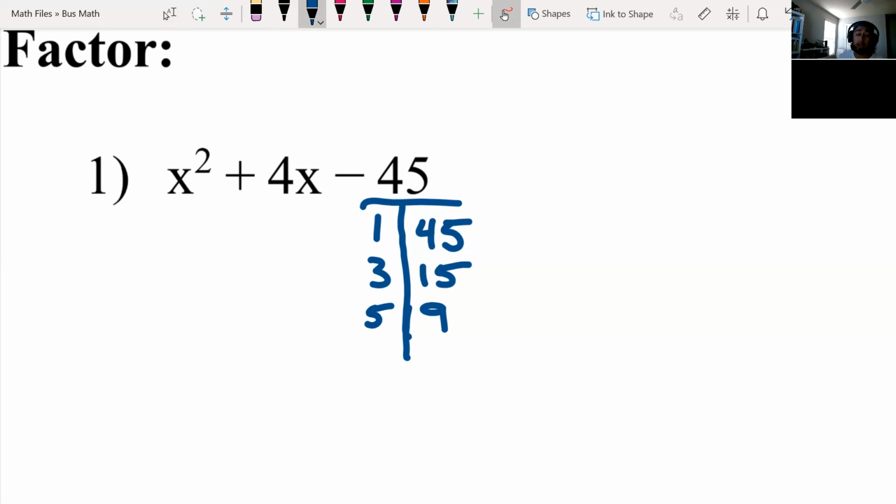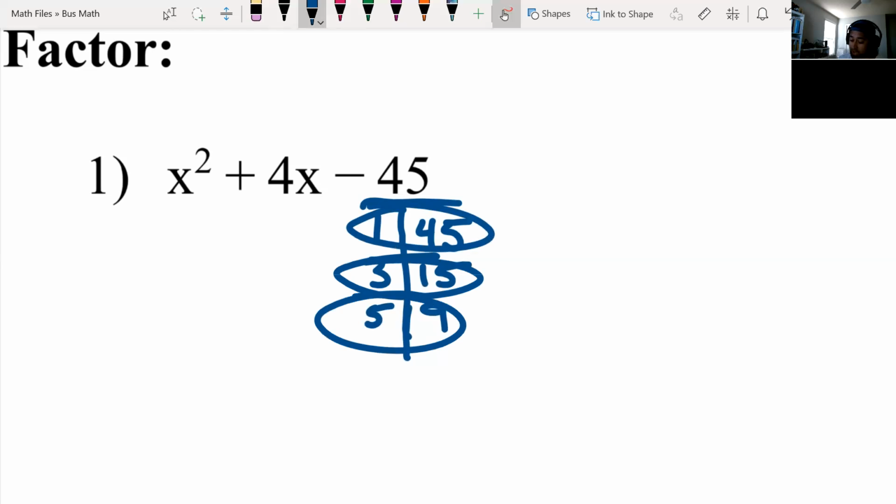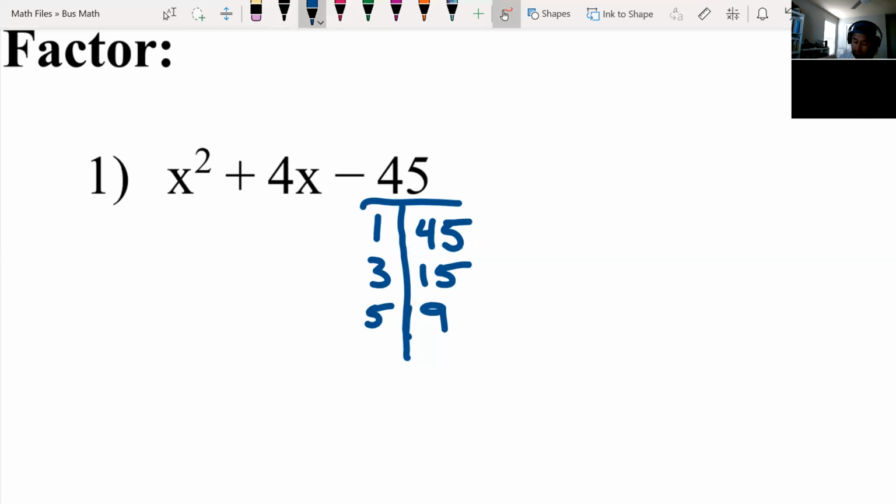Okay. And if you need help listing factors, you're on your computer. You can go to Google and ask it for all the factors of 45, or whip out a multiplication chart. So now, from this point, what we want to ask ourselves is, out of these factors, which ones, when you add or subtract them, can give you positive 4?